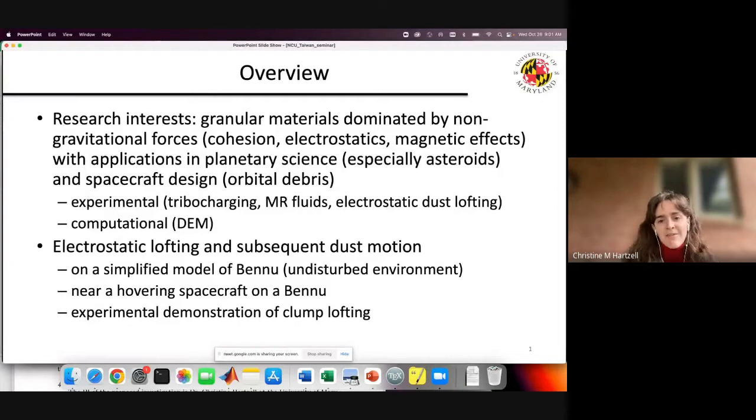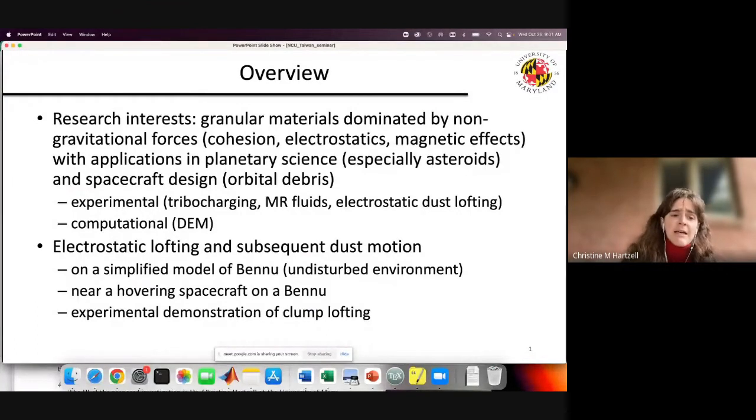And then I also have a section of work that is related to orbital debris and understanding orbital debris around Earth. So very much not a planetary science topic, but a topic that is related to dust and plasma, which are kind of my two areas of expertise.